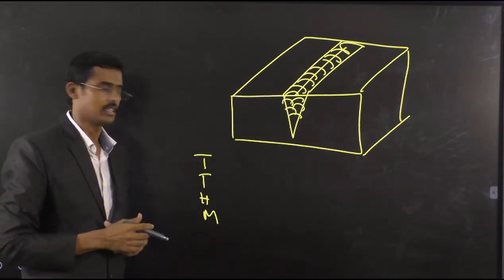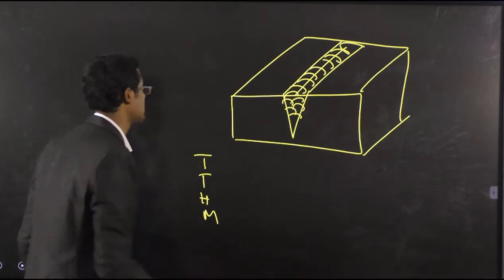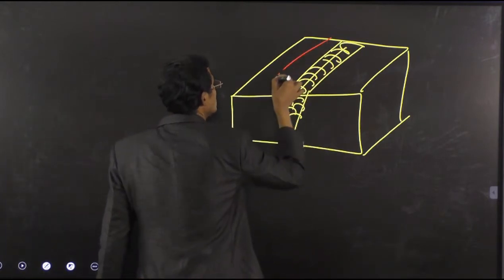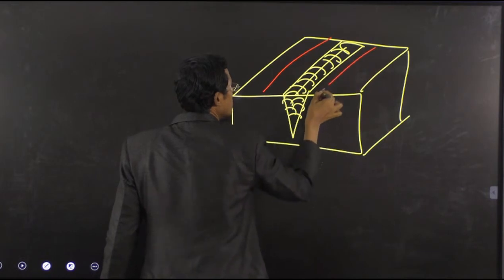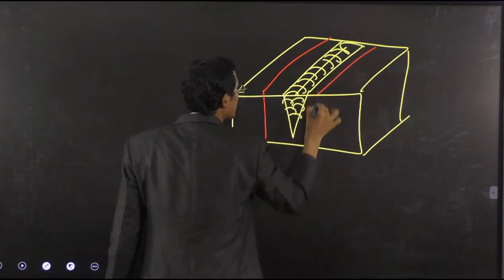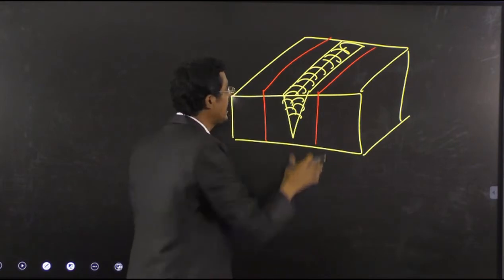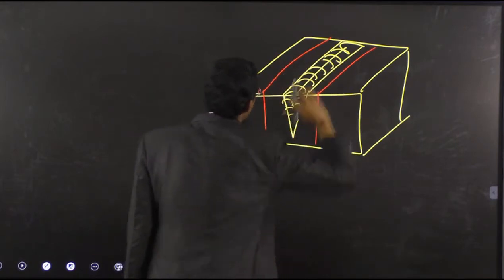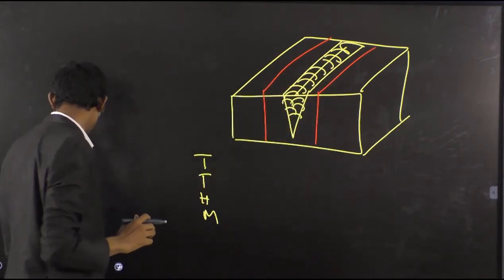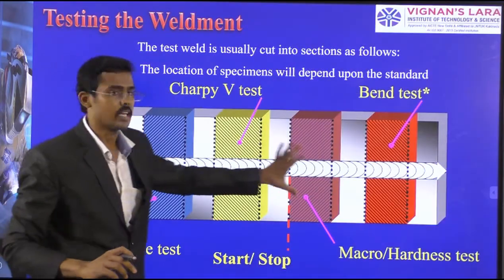How do we have to cut? I am making the cutting sections in this format. These are the locations, and this is the weld zone I am cutting. This is the total piece, which is represented in the yellow color. I am cutting and taking this part, and I am showing it to you now. You see, this is the part I have taken.